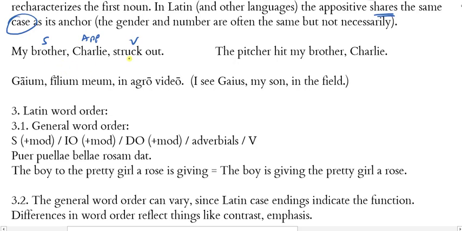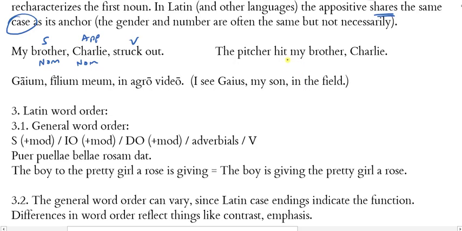I could give you two sentences. My brother struck out and Charlie struck out. And those sentences semantically mean the same thing because my brother and Charlie are the same person. Now, what's interesting here for our point is that in Latin, my brother would be nominative because it's the subject. What case would the appositive Charlie be in? Well, because Charlie's in apposition to brother and brother's nominative, Charlie would have to be nominative as well.